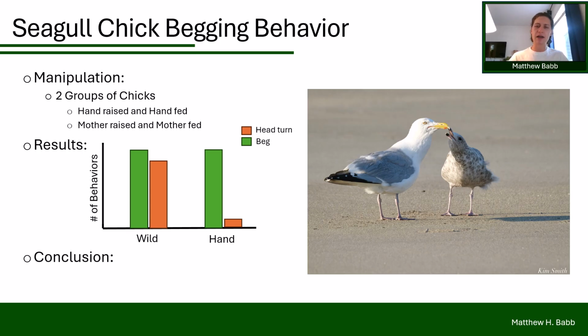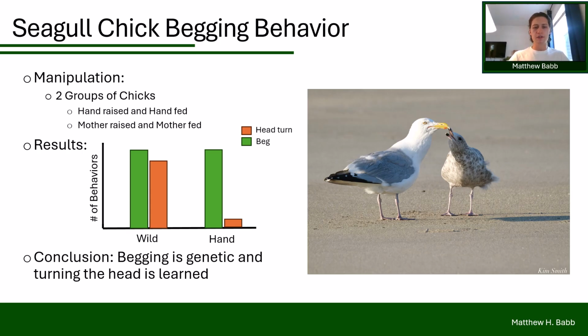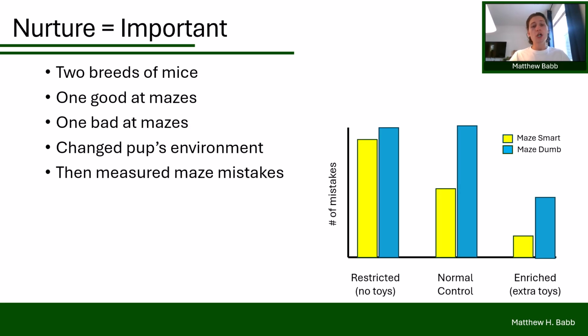And so if you need to think about it, go ahead and pause the video. But ultimately, the conclusion here is that begging is a genetically pre-programmed behavior, but the turning of the head, which helps the mother to feed the chick better, is a learned behavior. The chicks that were hand-reared and unable to learn from their mother or maybe from other chicks do not do the head-turning behavior. And so nurture is also very important. There are certainly behaviors that are genetically pre-programmed to be performed in a certain way, but nurture plays a significant role as well.